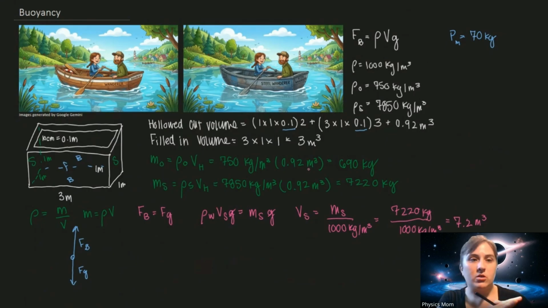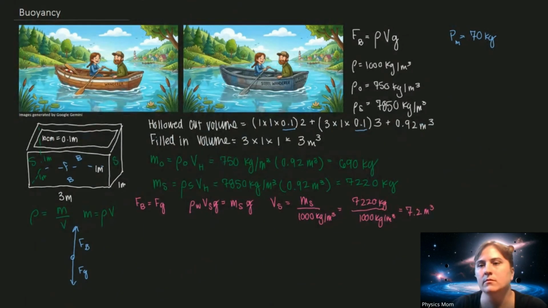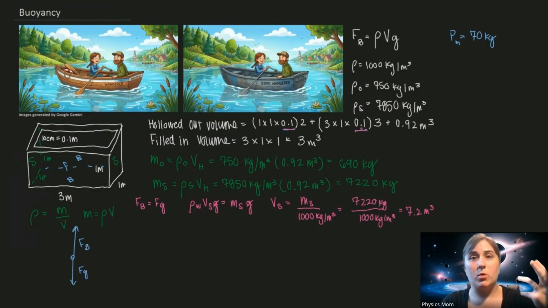But given our current theoretical situation, let's actually calculate how thick I could make this steel rowboat to keep it afloat. First thing I'm going to do is write my hollowed out volume with respect to general terms. You'll remember I highlighted the thickness in both scenarios. I'm going to replace that because that's the thing I want to change. I want to keep the dimensions of the boat 3 meters by 1 meter by 1 meter. I just want to make the material thinner.